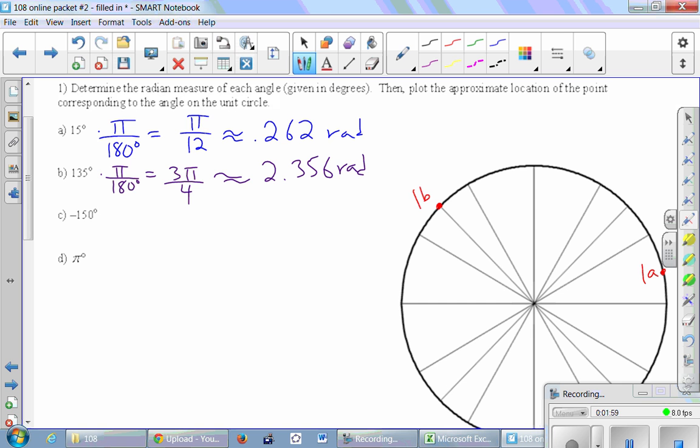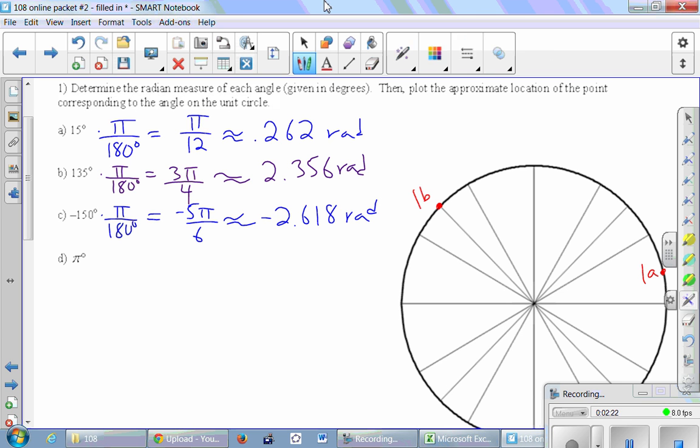Part C, negative 150 degrees, multiply by pi over 180, and reduce. Type it into the calculator if you want a decimal. And then in terms of finding this one, let's see. So it's negative 150 degrees.